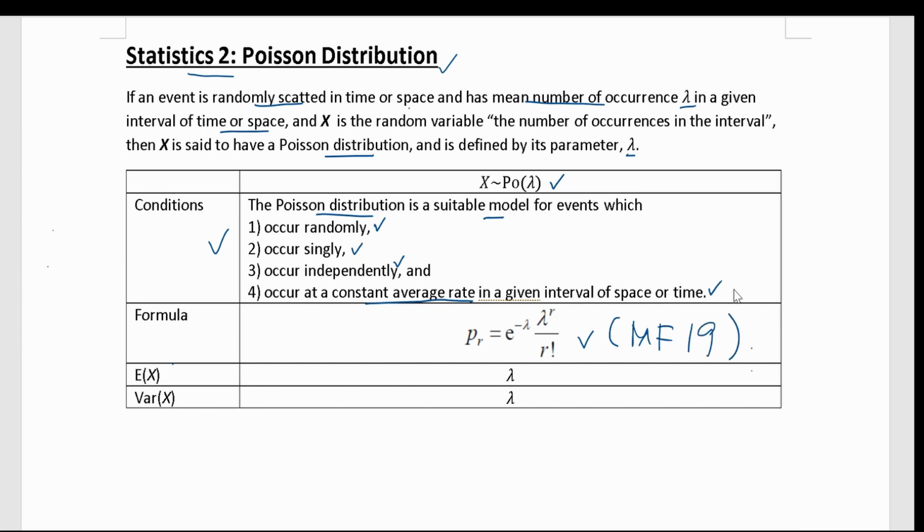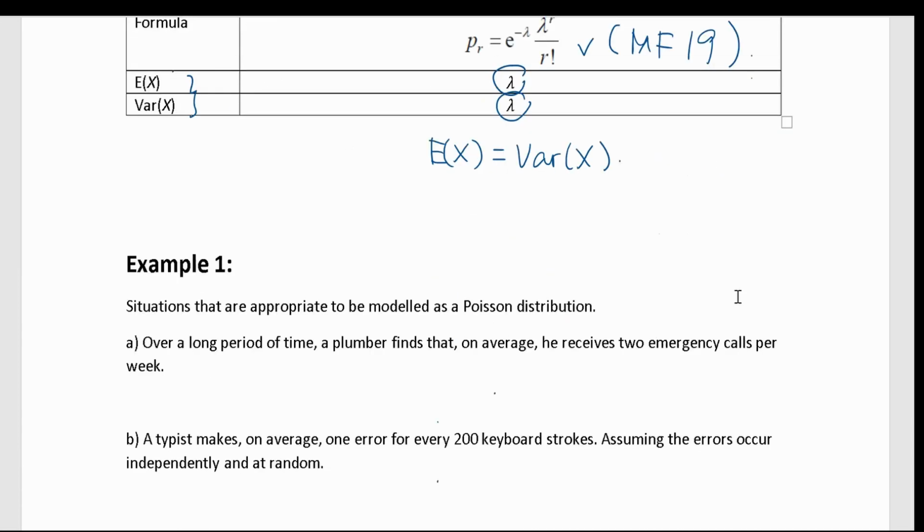Another important characteristic that you need to know about the Poisson distribution is that the mean and variance are both lambda. So for a Poisson distribution, the mean and variance are the same. Now we look at the examples.